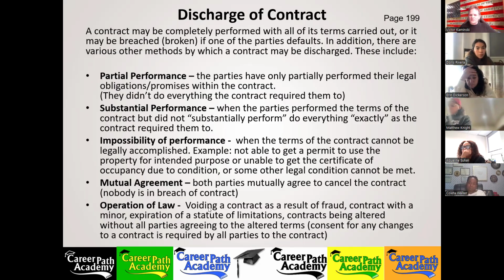Or by operation of law, like voiding contracts as a result of fraud, a contract with a minor, expiration of a statute of limitations on the contract, or contracts being altered without all parties agreeing to those altered terms, signing next to those changes on the contract. Remember, consent for any changes to a contract is required by all parties.